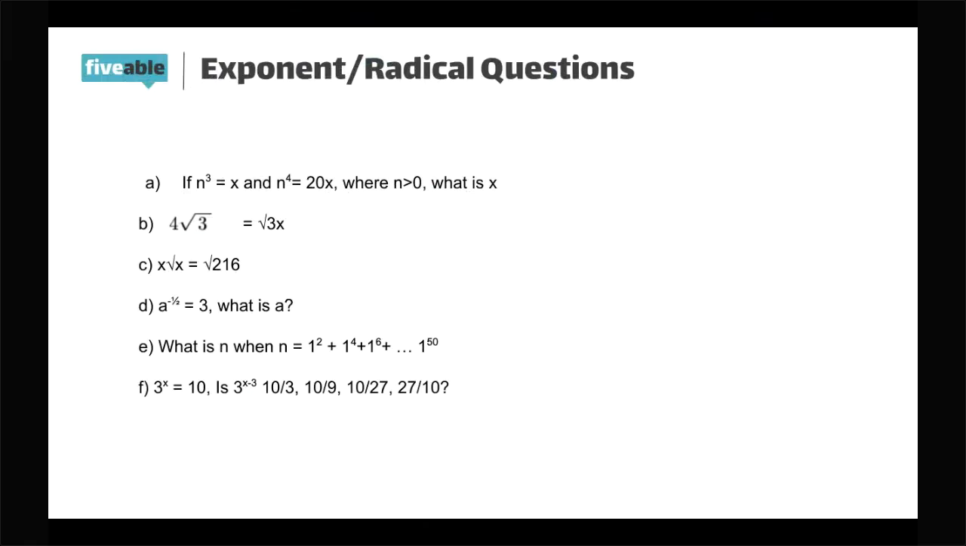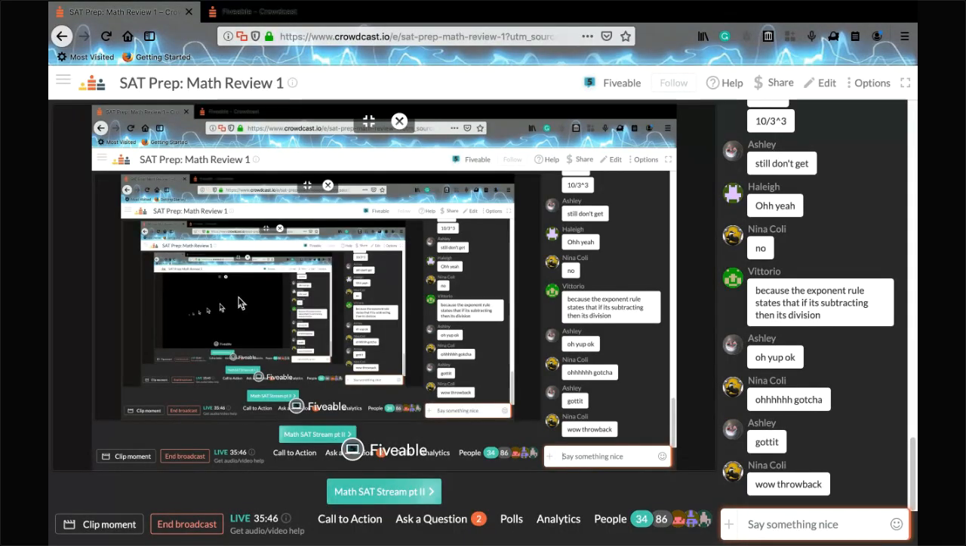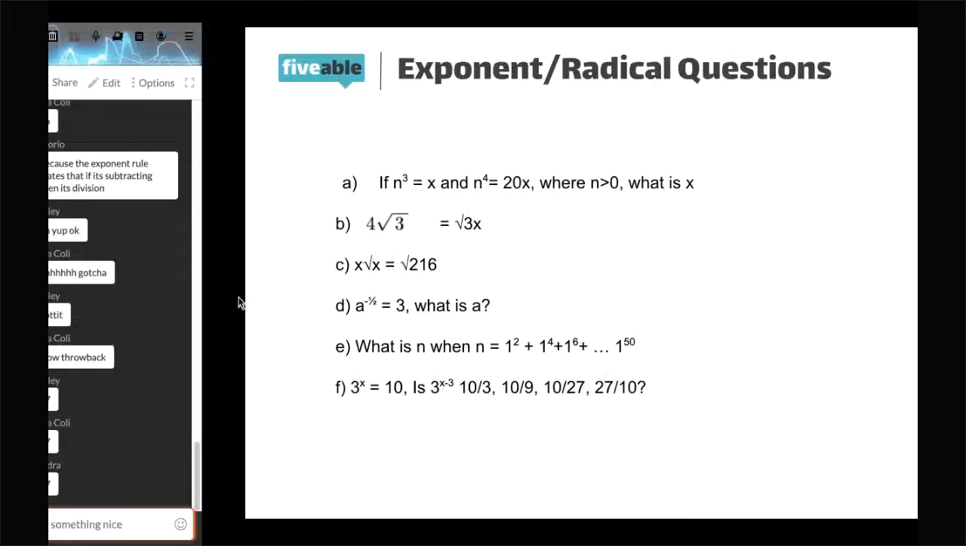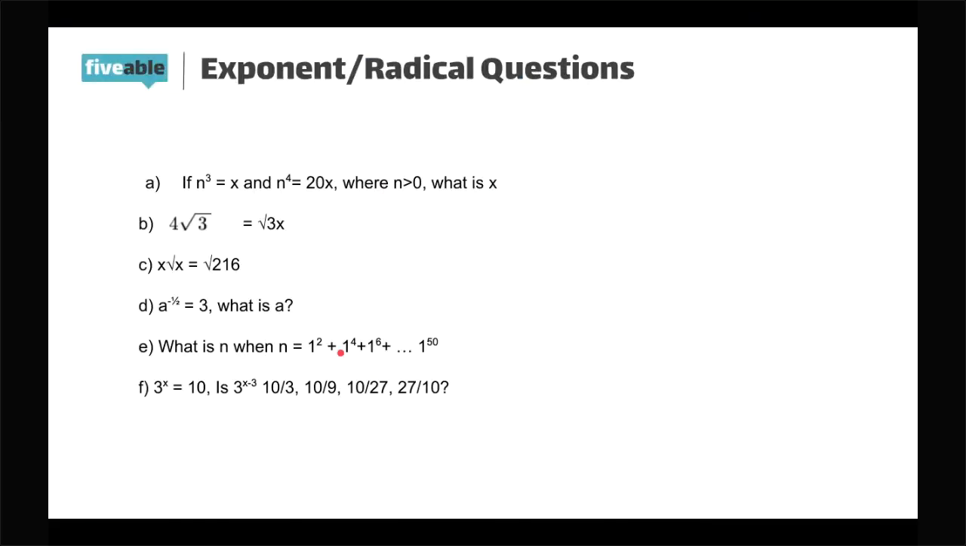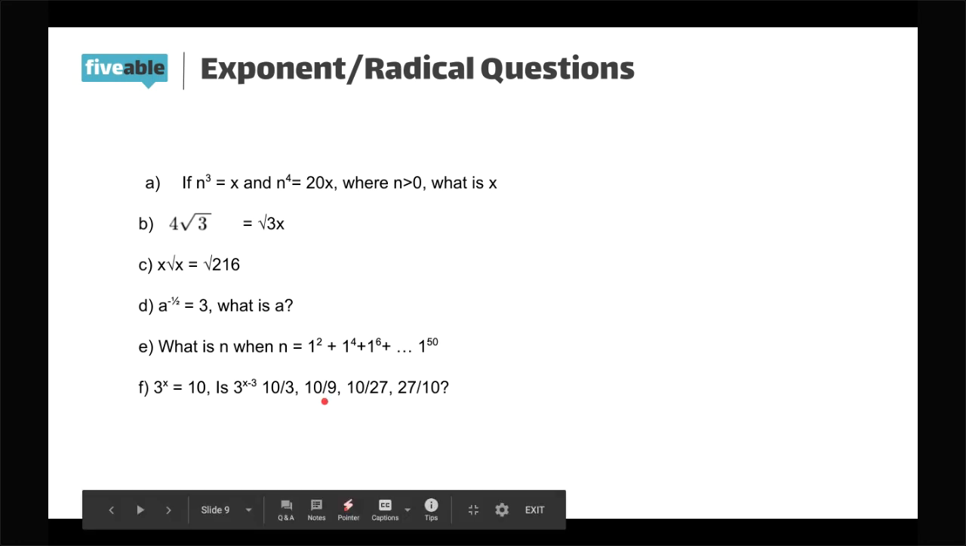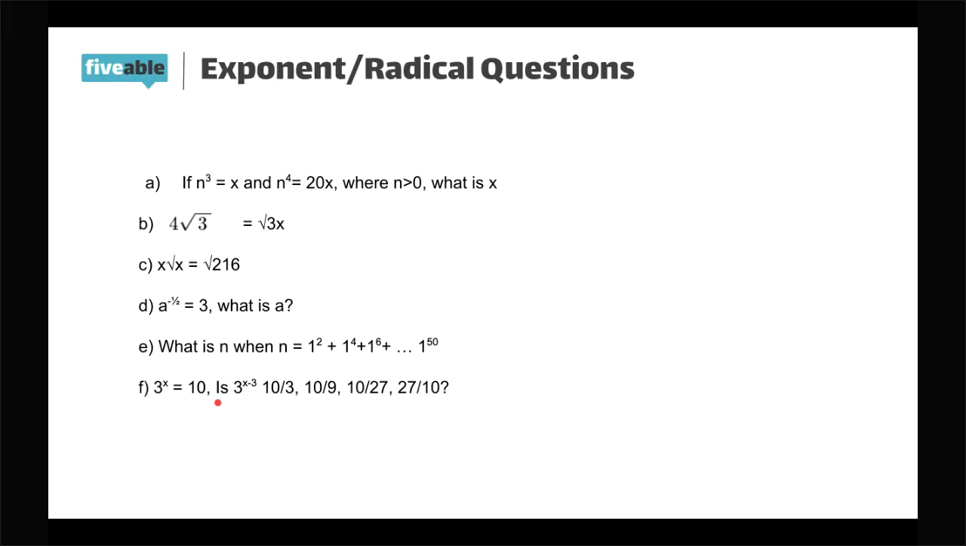So does anyone know what 3 to the 3 is? Yeah, 3 to the 3 is 27. We could choose this option immediately, but it's safe to continue because some of these answers might be simplified forms, right? So we have 3 to the x over 27.